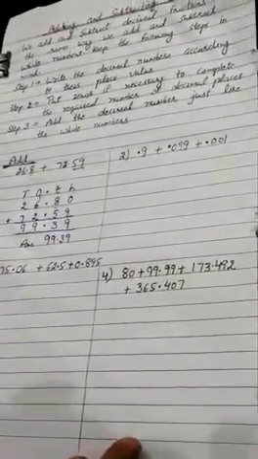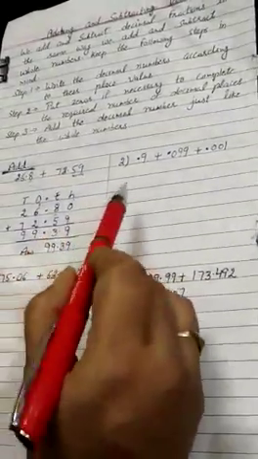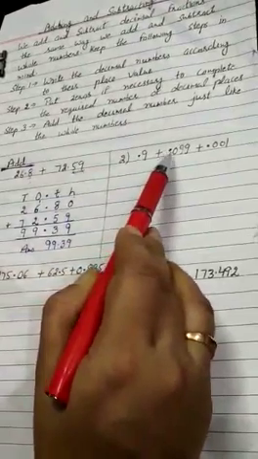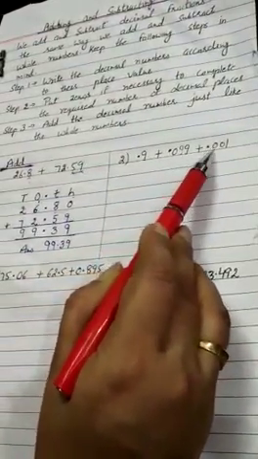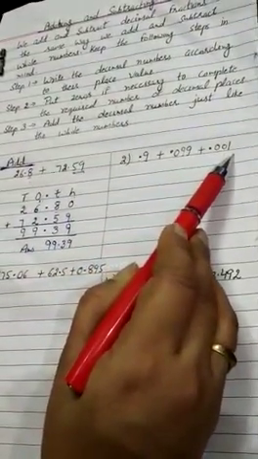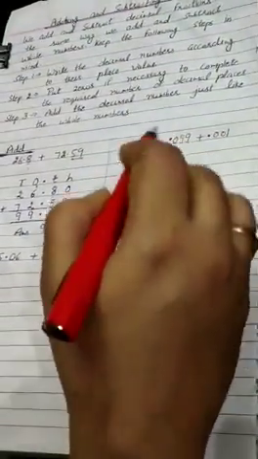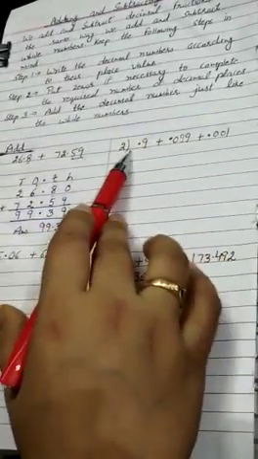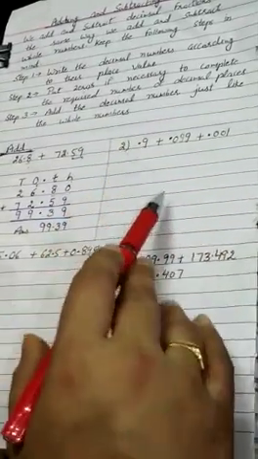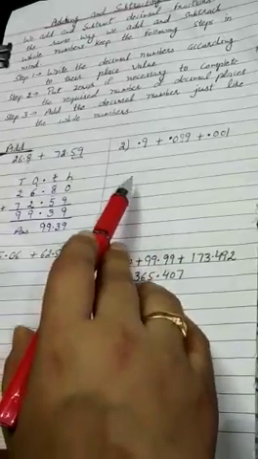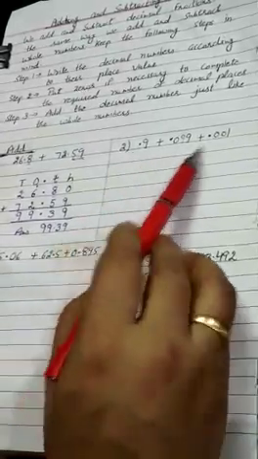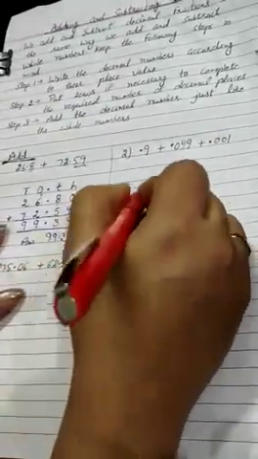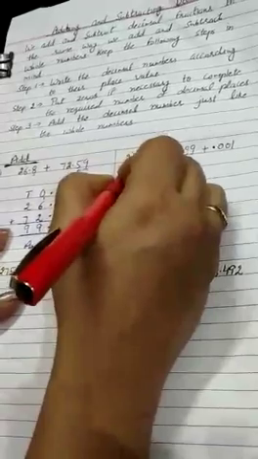Now see the next question. Here you have been given 0.9 plus 0.099 plus 0.001. Students, first we will convert these into like decimals and then we will add. Also we can follow this: firstly we will write all of these as like decimals.